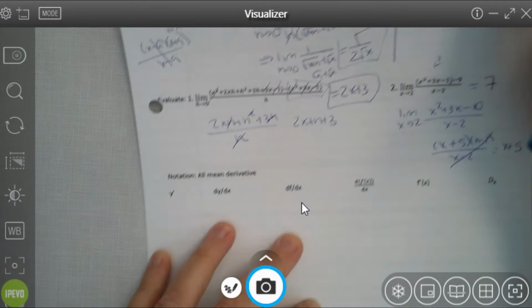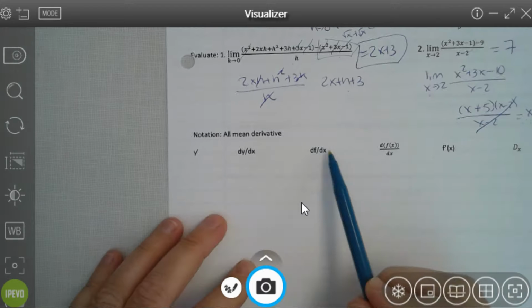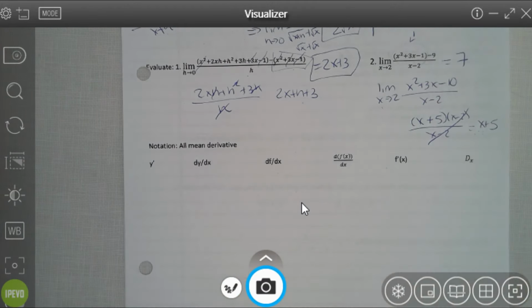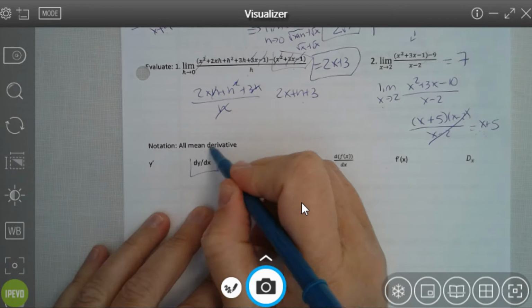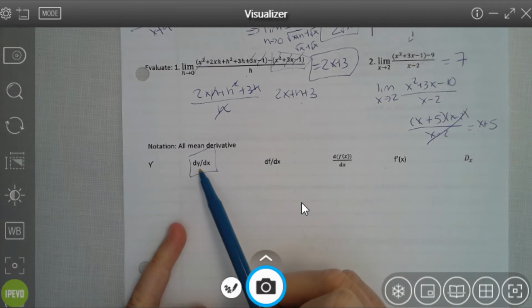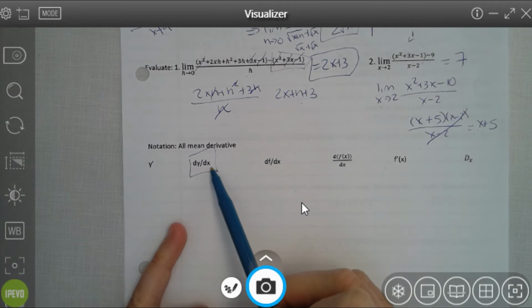So down here is just some notation. All of these mean take the derivative, and it depends on what book you're using, what professor's teaching it, and whatnot. Most professors love this notation because it tells us the most information. So it's saying that I took the derivative of y with respect to x, and we actually have to use that later on in the chapter.